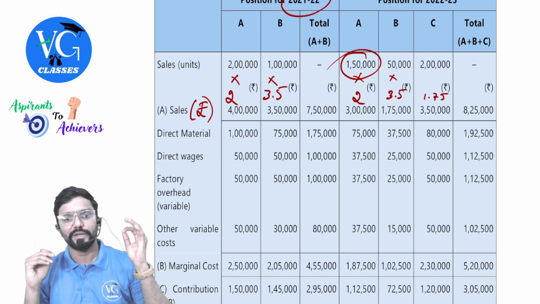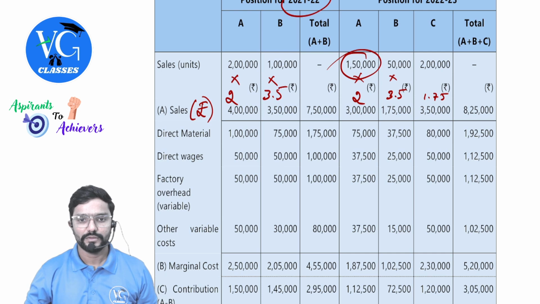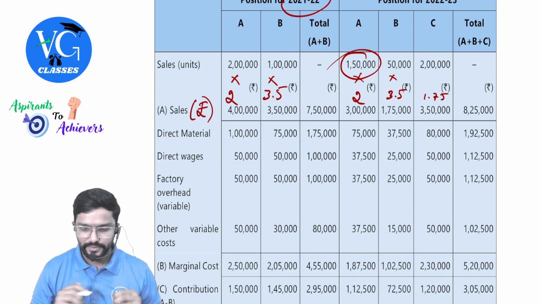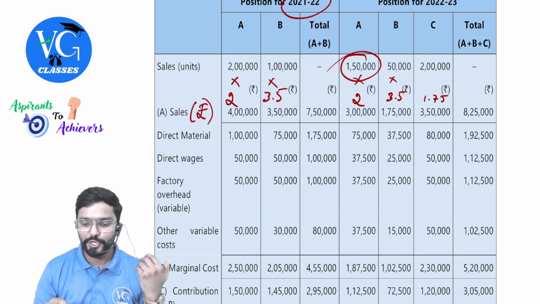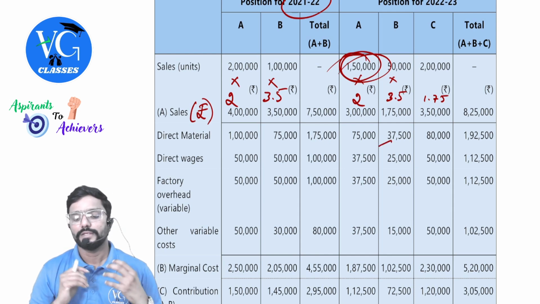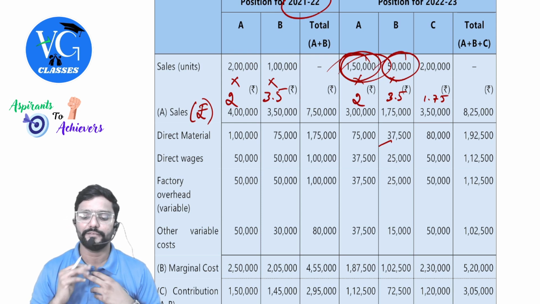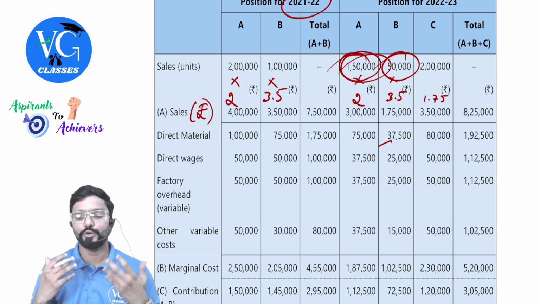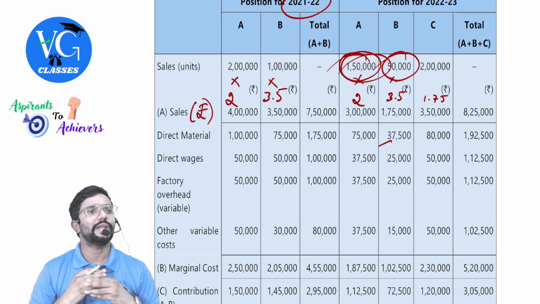How much is the material cost per unit? 0.5 into 1,50,000, 75,000. For B, 0.75 into 50,000, which comes to 37,500. For C, it is how much? 0.4 into 2 lakh, which comes to 80,000.